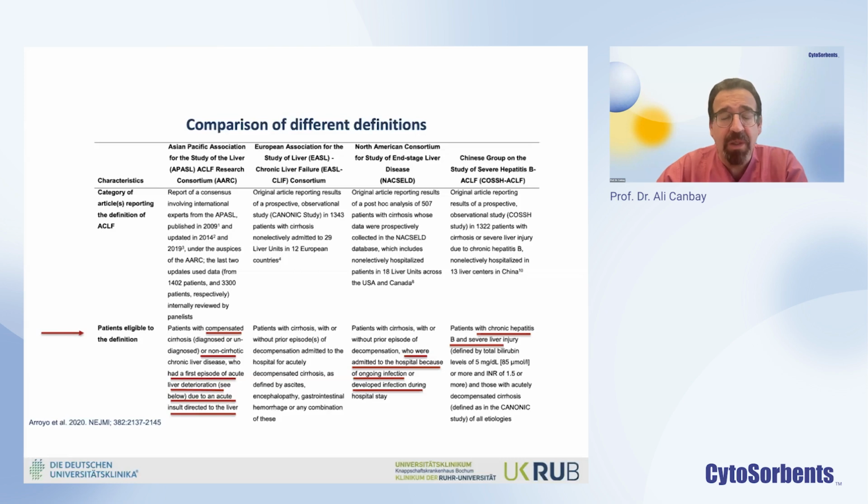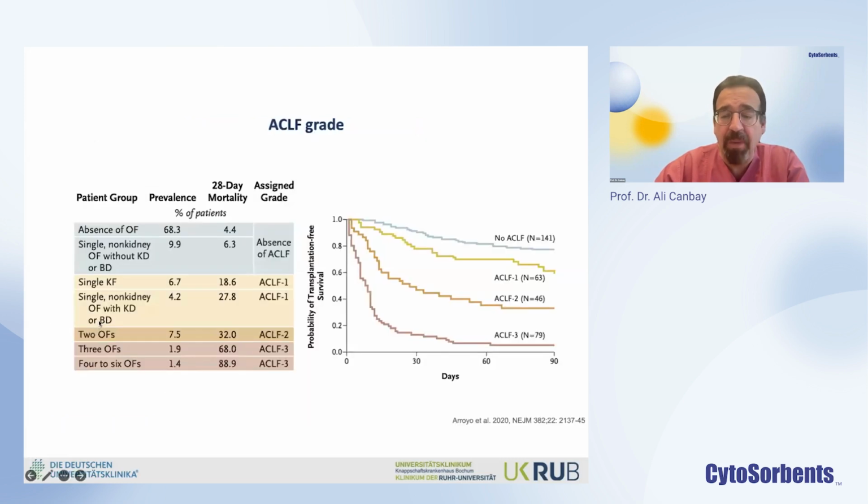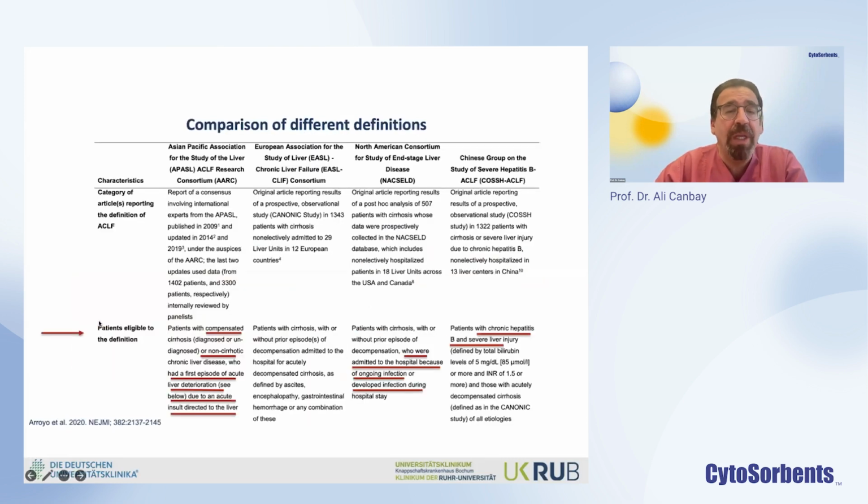They have a different definition. But I think the best definition is the definition from APASL, which really differentiates between what we actually did in Germany. We have acute liver failure, then acute-on-chronic liver failure with pre-existing liver disease but without signs of cirrhosis. And then the third group is acute-on-chronic liver failure with cirrhosis, with a clear definition of cirrhosis. But this is what we should discuss maybe later.